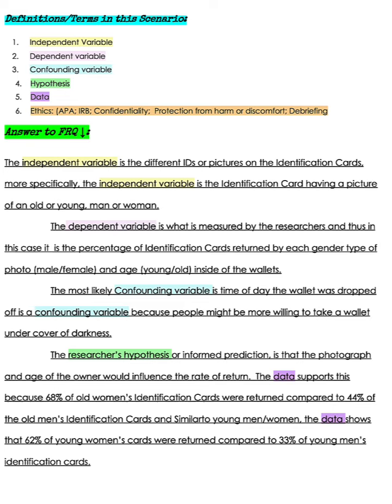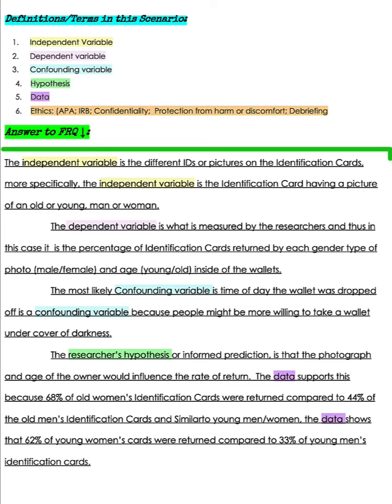The answer to the FRQ comes next. Notice that the paragraphs are very small because for each one, all you need to do is define it and apply it to your scenario. So let's go through each of the definitions and applications. The first paragraph: the independent variable is the different IDs or pictures on the identification cards.